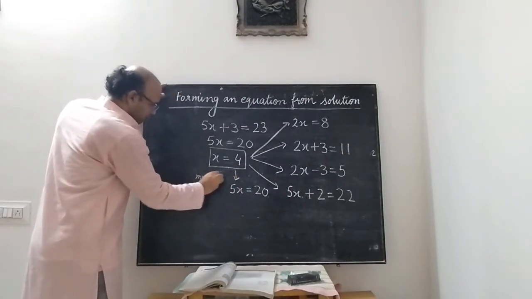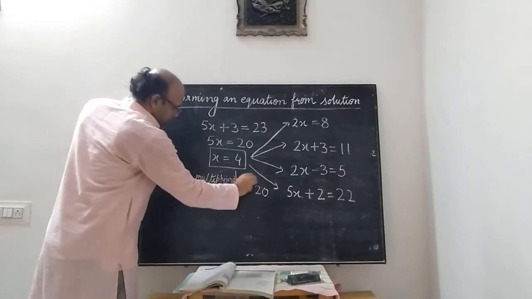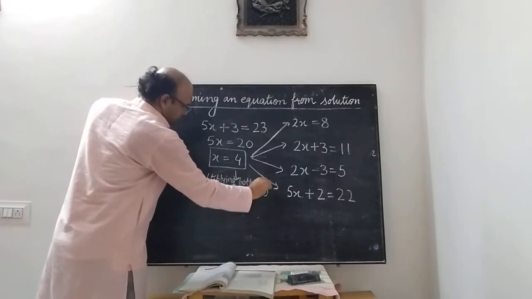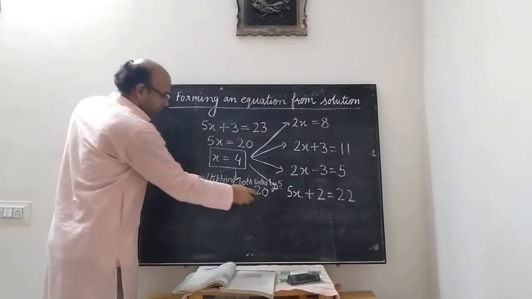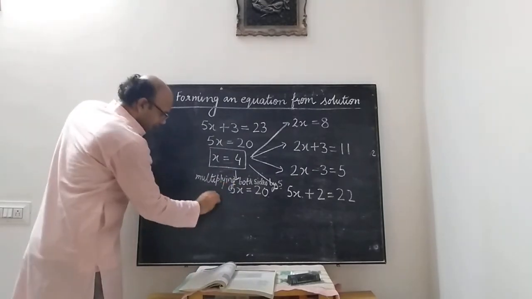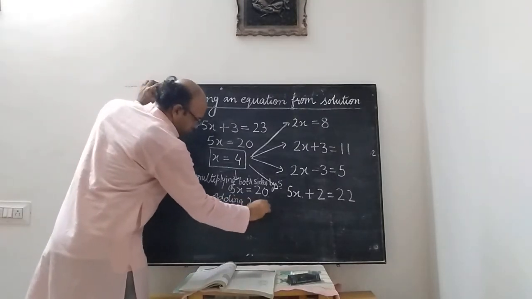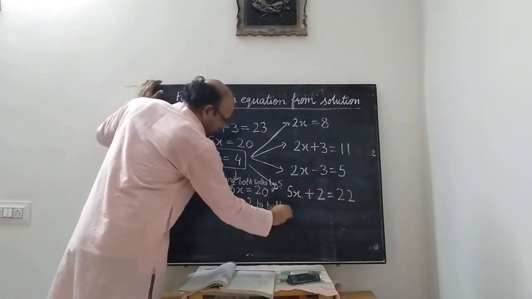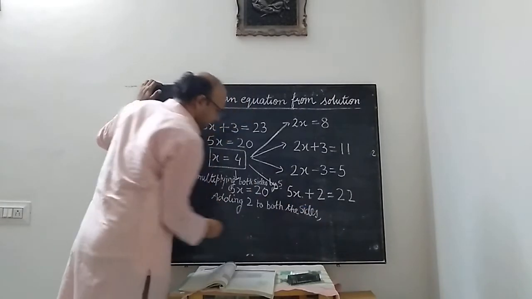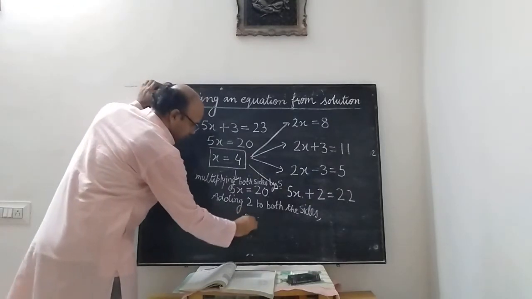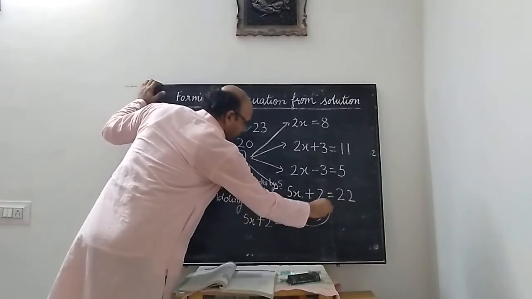Multiplying both sides by 5. What we get is 5x is equal to 20. Adding 2 to both the sides, what will happen is, we have 5x plus 2 is equal to 22. And that is how we reach over here.